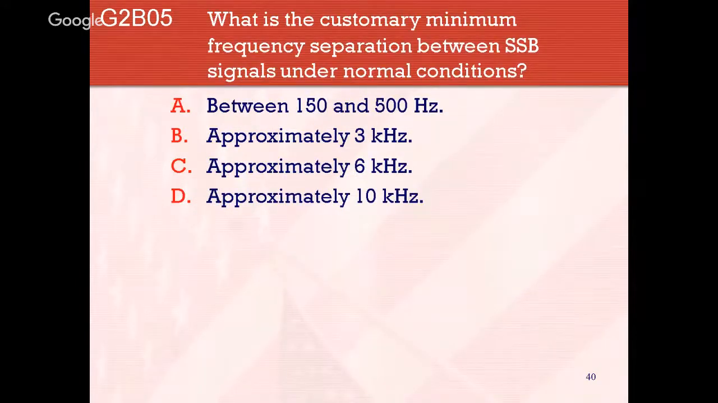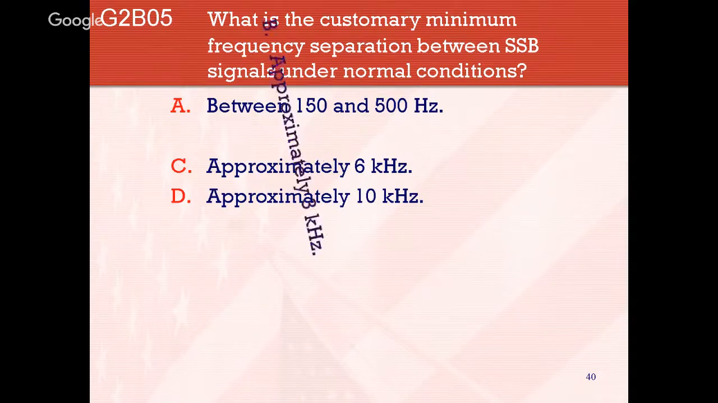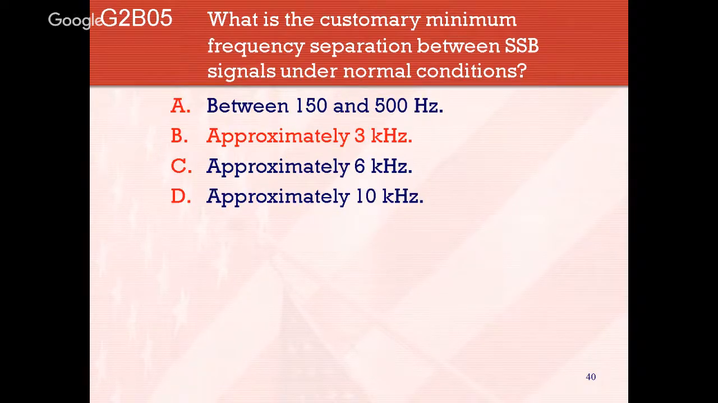So, what is the customary minimum frequency separation between single sideband signals under normal conditions? During peak high propagation times, it's a little difficult to maintain that distance. But again, it's that 3 kilohertz distance that you want to try to maintain. If you got somebody on 125, you don't want to be on 124 or 123. You kind of want to be on 122 or further away.